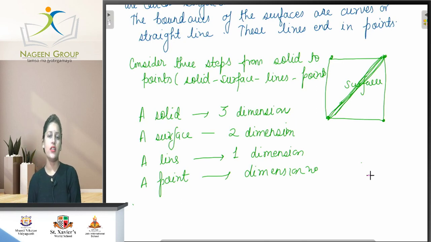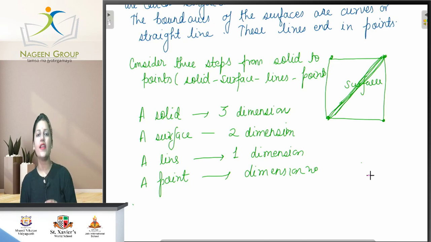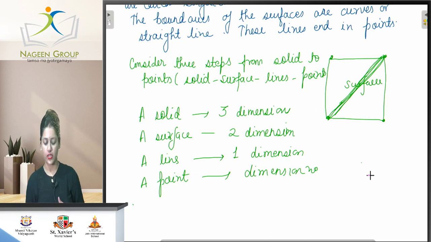So we have understood that a solid has 3 dimensions, a surface has 2 dimensions, a line has 1 dimension and a point has no dimension. I hope you have easily understood what I want to say to you.